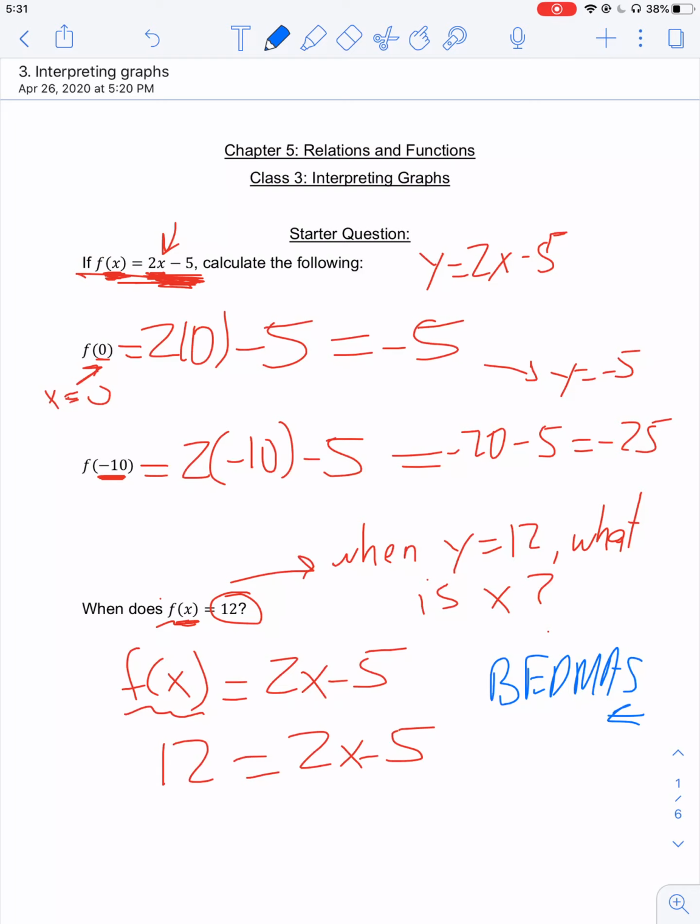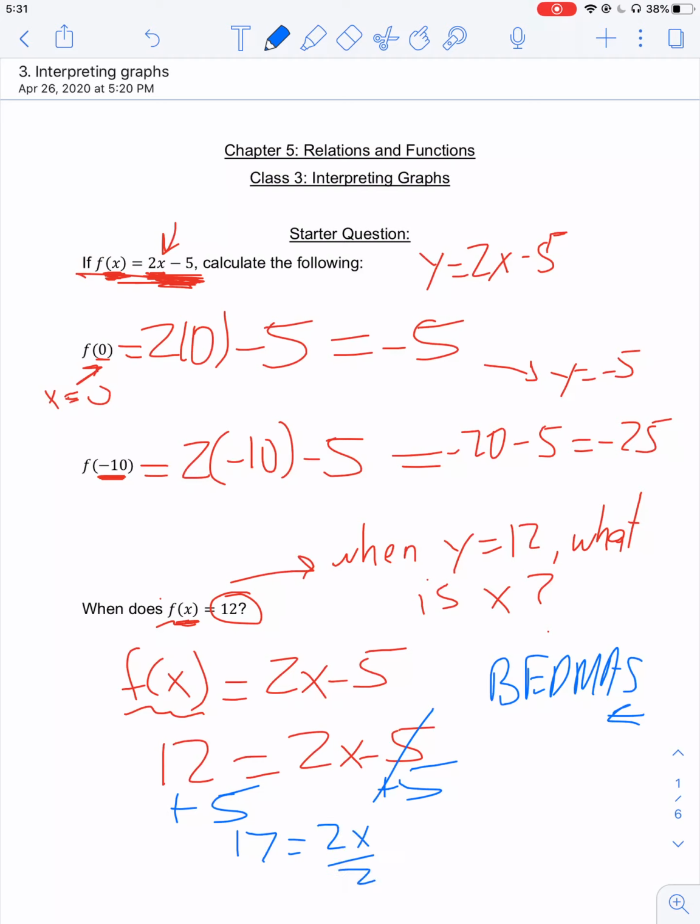I'm going to get rid of this minus 5, because if I get rid of the 5 and the 2, then I have x all by itself. So it's just a question of what you should get rid of first, and the answer comes from here. Always get rid of addition and subtraction first by doing the opposite. The opposite of minus 5 is plus 5, so this cancels out, and then 17 is equal to 2x.